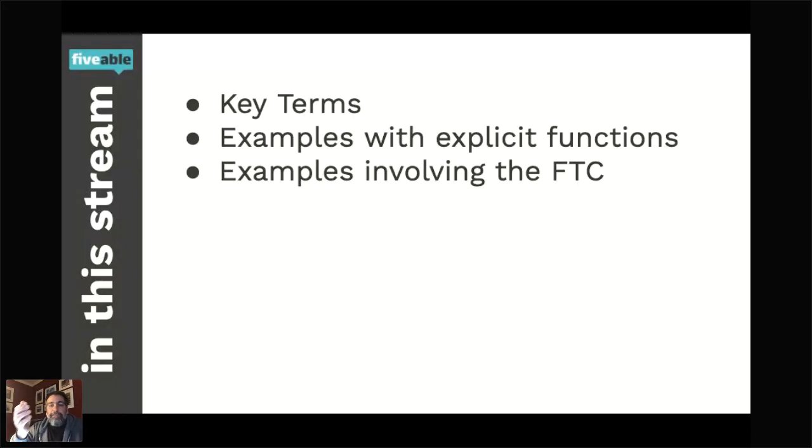Someone's asking what's an explicit function. An explicit function is when they tell you the function explicitly. In other words, something like f of x equals x squared plus 3x plus 7, where you've actually got the rule for what that function is. That's what's meant by an explicit function.